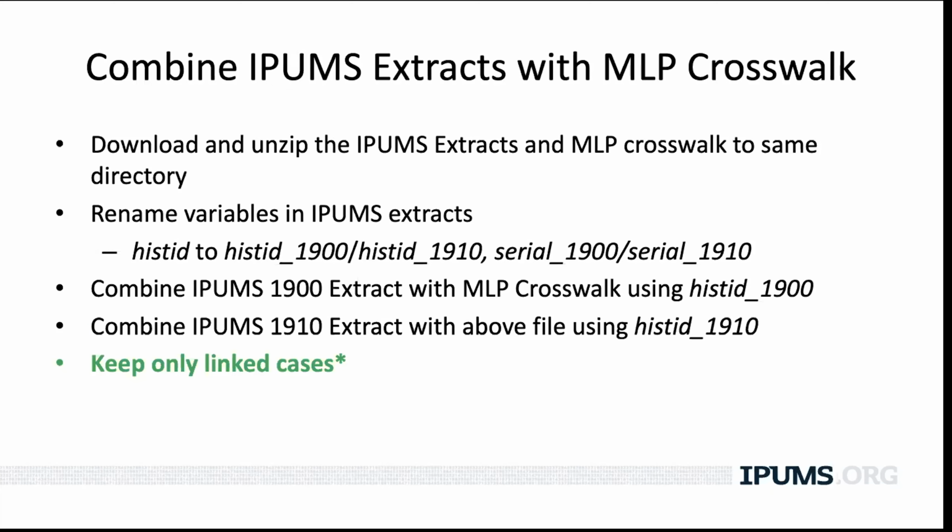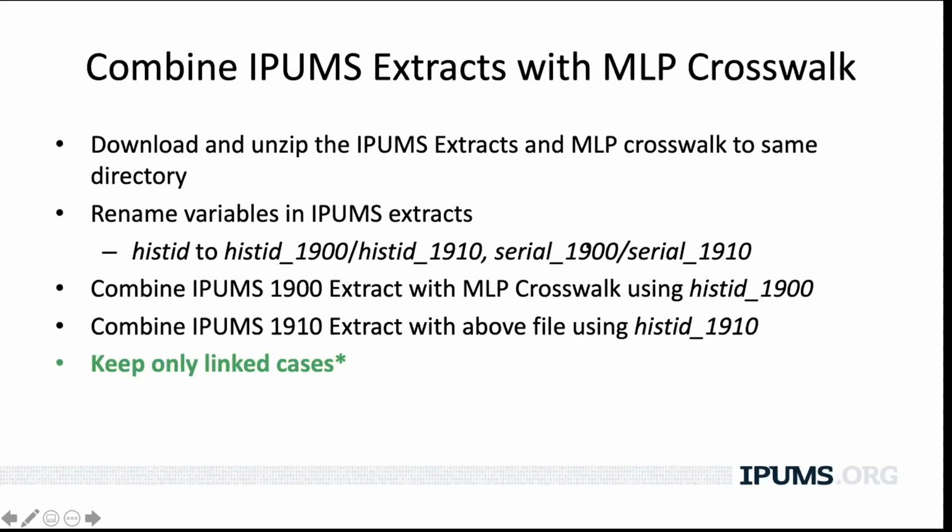The first step you're going to need to do is, in both of your IPUMS extracts, rename the variables from the variable name to variable name underscore whatever year the data is in. So for example, in your 1900 data, you want to rename hist ID to hist ID underscore 1900. Again, the reason for this is because you need to be able to link your IPUMS extracts to the MLP crosswalk. But we also suggest doing this for all the variables.